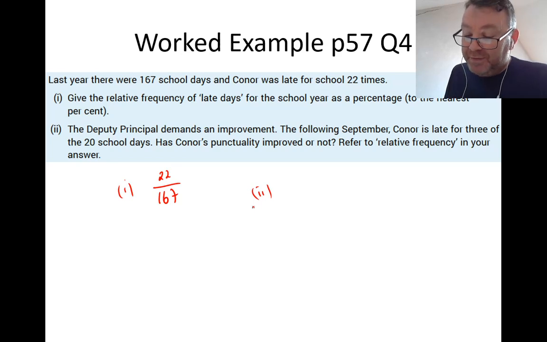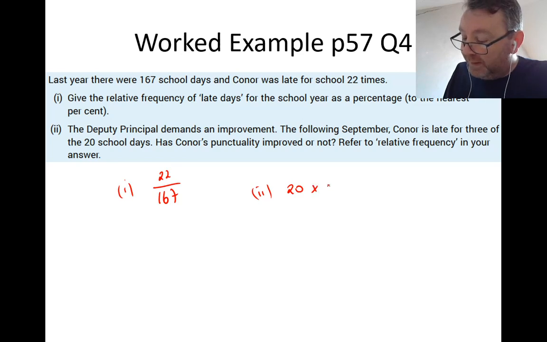So therefore, out of the past data, he was late 22 times out of 167. That gives me the fraction that I can now use to predict his future lateness. So let's look at part 2. Part 2 says, the deputy principal demands an improvement. The following September, Connor is late for 3 of 20 school days. Has Connor's punctuality improved? Well, first of all, we've got 20 days that we're looking at in the future.